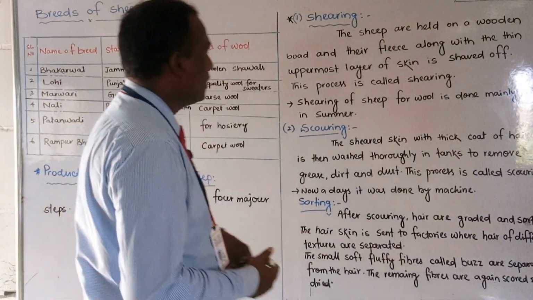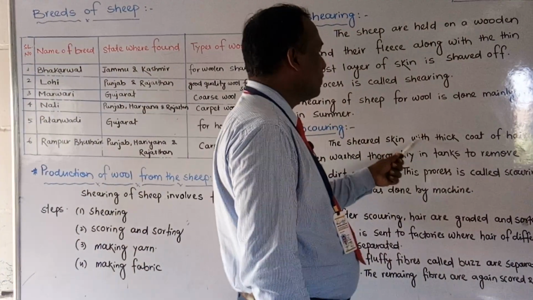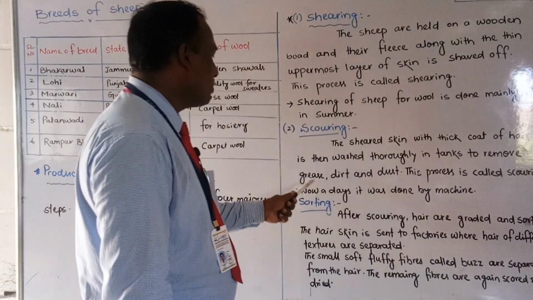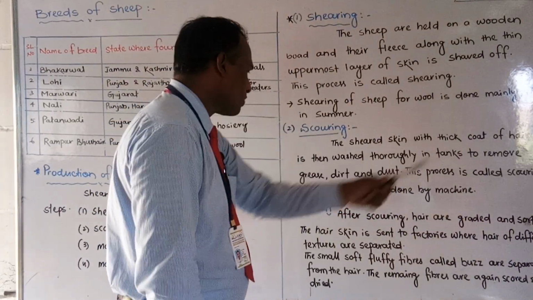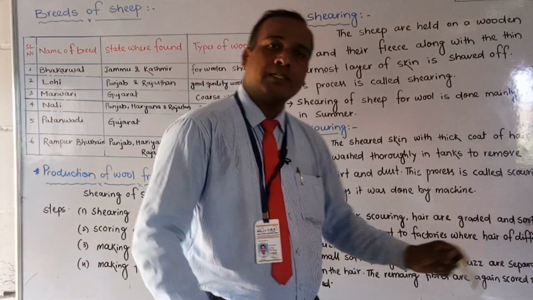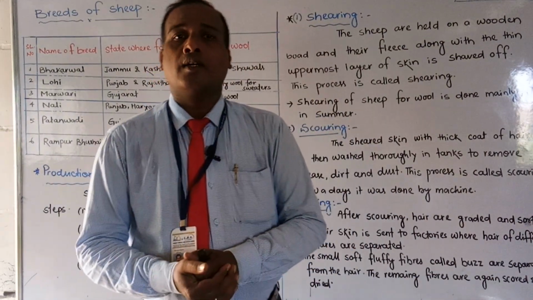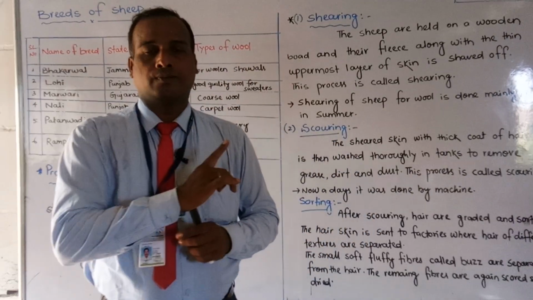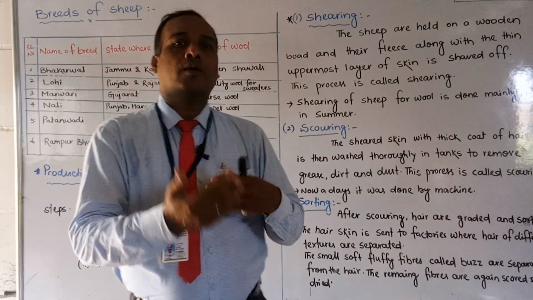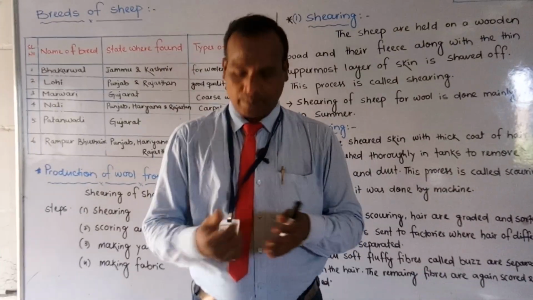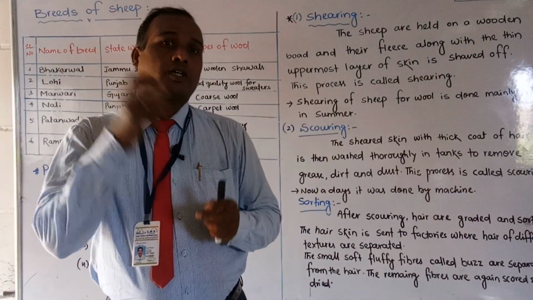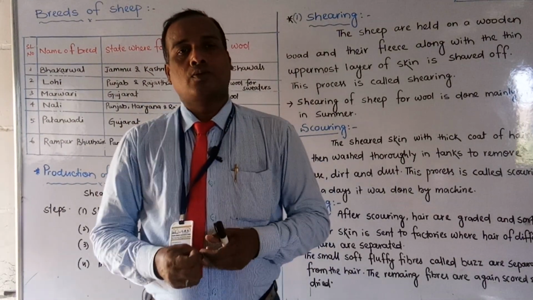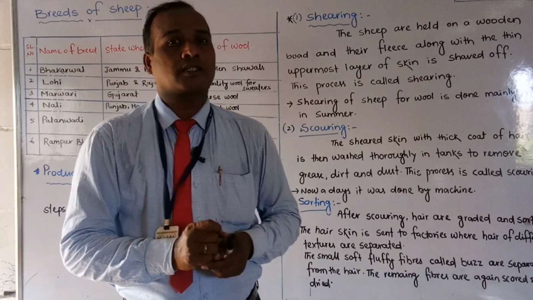So let's see what scouring is. The sheared skin with the thick coat of hair is washed thoroughly in tanks to remove grease, dirt, and dust. This process is called scouring. Nowadays everything is done by machine. So students, what is scouring? It removes the dust, dirt, and grease from the fleece you have collected from the sheep by shearing. Whatever dust or dirt is attached, you have to remove by the cleaning process, which is scouring.